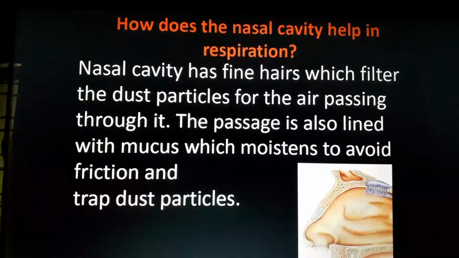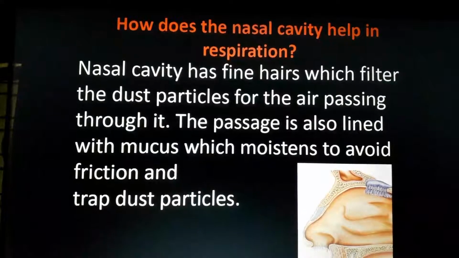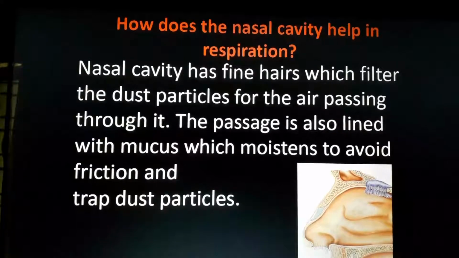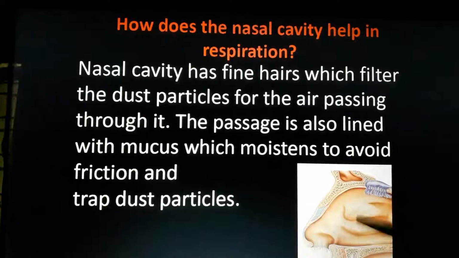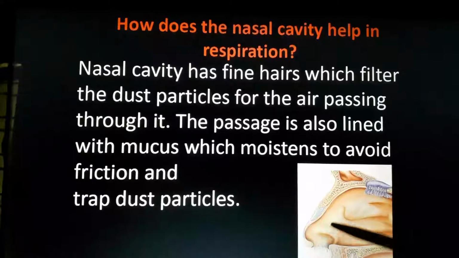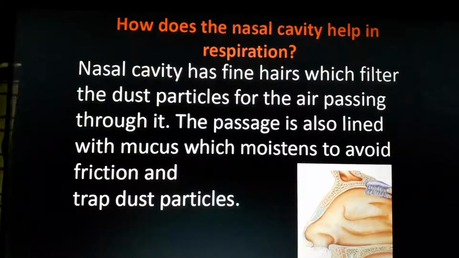Understand? If our windpipe and our nose, everything is dry, what will happen? Continuous breathing will cause friction. Understood? And it will damage our cells. That's why mucus is there, and it also stops what? Yes, dust particles. See, this is the nasal cavity, this is our nose. See that hair? And it goes inside like this and goes down.